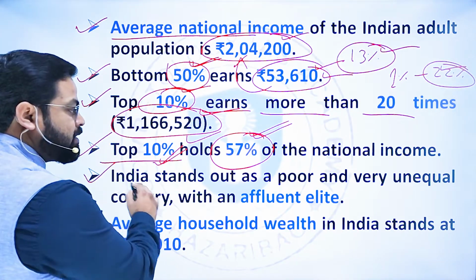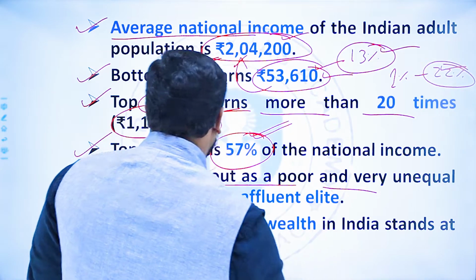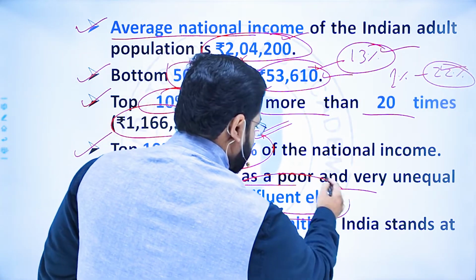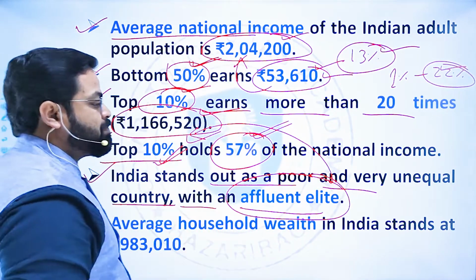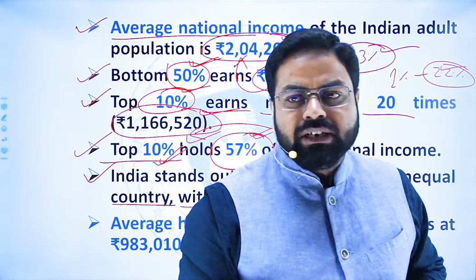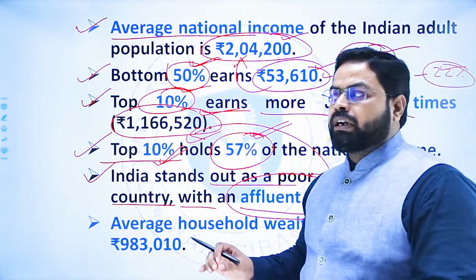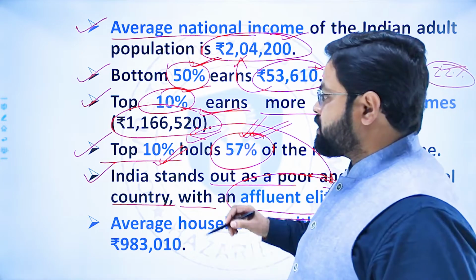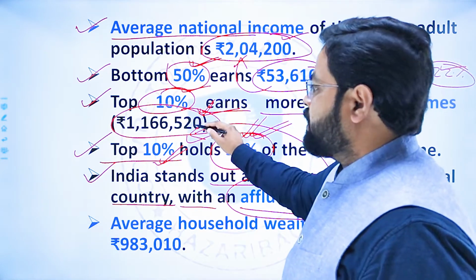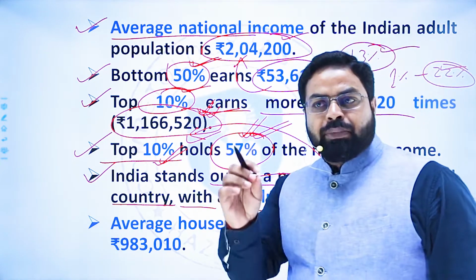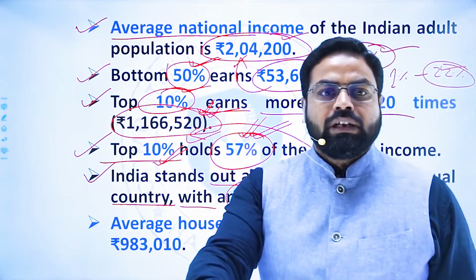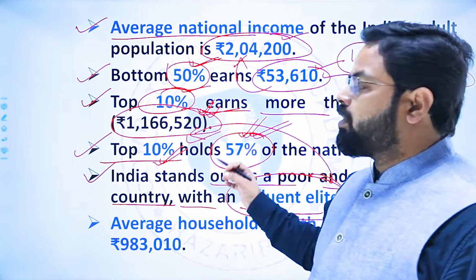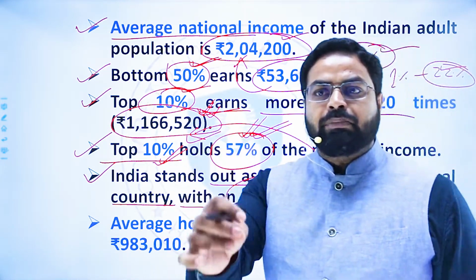And India stands out as a poor and very unequal country with an affluent elite. So these 10% of the people are the affluent elites residing in India, who are cornering the major chunk of the national income. And this is quite evident from here: the top 10% affluent elite corners around 57% of the national income.